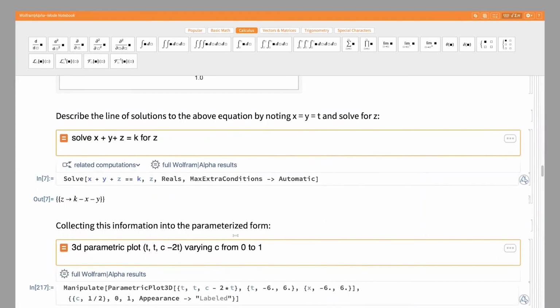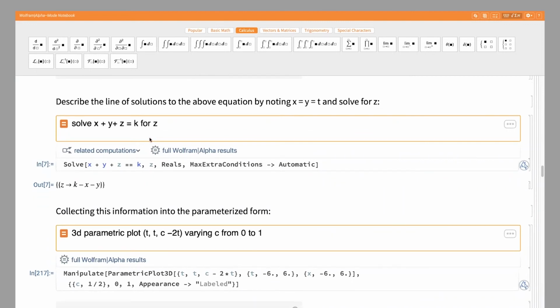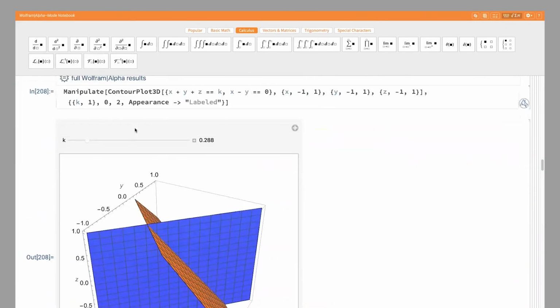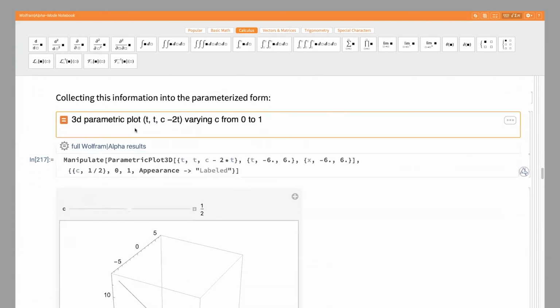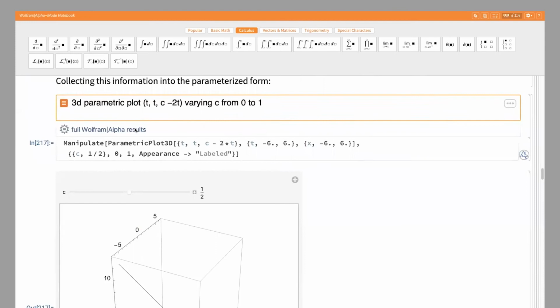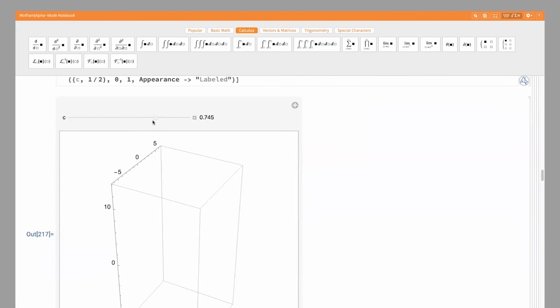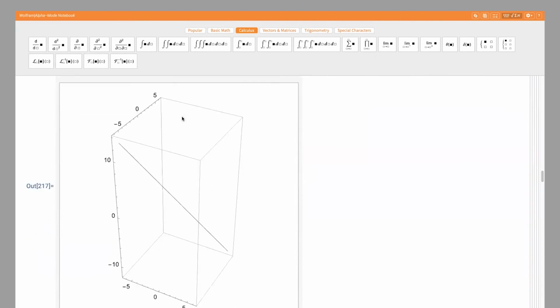If you want to plot a parametric equation here, for instance, we can solve the equation so that you can use natural language processing to solve the equation for an individual part still. So here we could solve this equation for z as k minus x minus y. You can collect all that information that we just formed here, so that you could then look at the parametric plot and actually see that line of solutions there. And then you can adjust the sliders here to see how that varies in three-dimensional space.